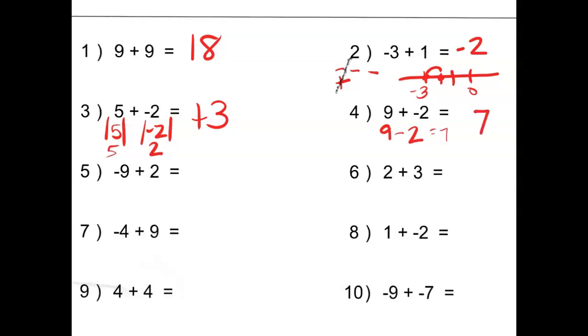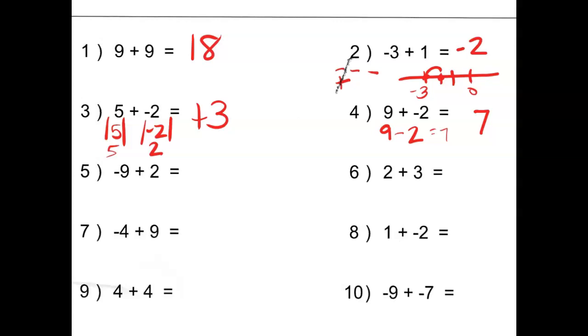So I'm going to put 7 up here, and then I'm going to look for the number that has the greatest absolute value, which is 9, and use that sign. And again, 9 is a positive number, so my answer should be positive. But if you look down here, I had 9 plus -2. Now I have -9 plus 2.